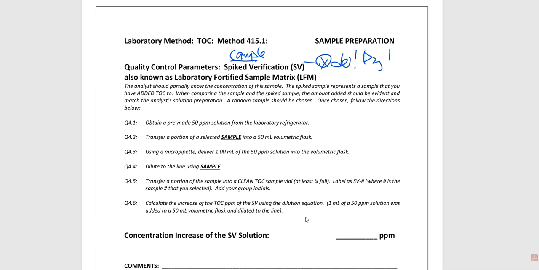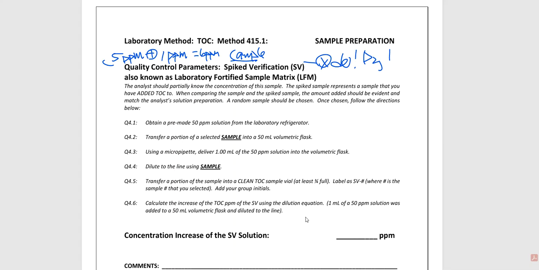So if I run a sample and that sample gives me a 5 part per million value, and let's say I add a 1 part per million to that sample, then that report better be showing me a 6 for the spiked verification. It allows me to know, okay, there's more of it, so therefore the signal goes up, the machine sees that increase in signal, the machine gives me that higher concentration, and it is what is expected.